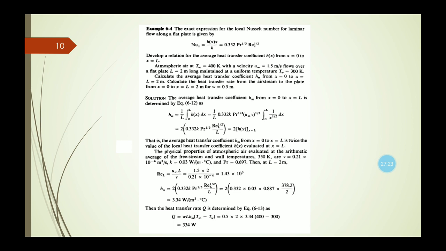Now the physical properties for the second part of this numerical. The physical properties of atmospheric air, evaluated at the arithmetic average of the free stream and wall temperature, 350 Kelvin, are: nu equals 0.21 × 10^-4 meters square per second, then k equals 0.03 W per meter degree centigrade, which is the thermal conductivity, and the Prandtl number equals 0.697.